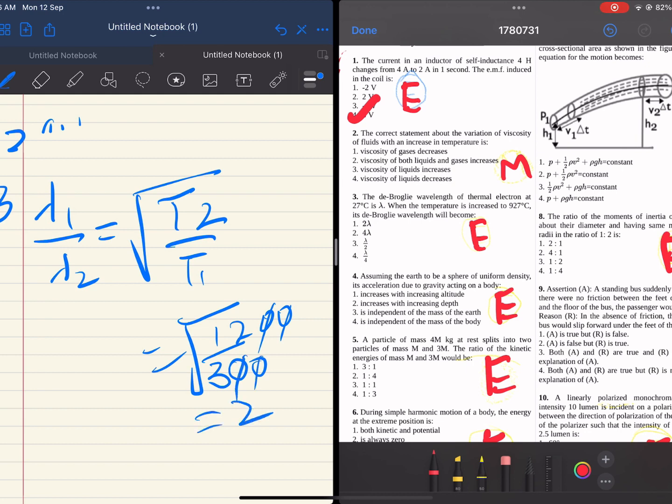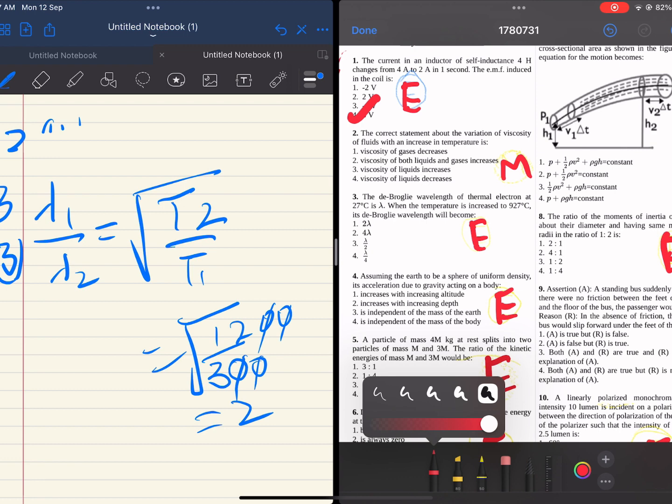So the first one they have given us lambda. Since the temperature is increased, the wavelength becomes lambda by 2. So the third answer is option number 3. Now moving on to the fourth question.